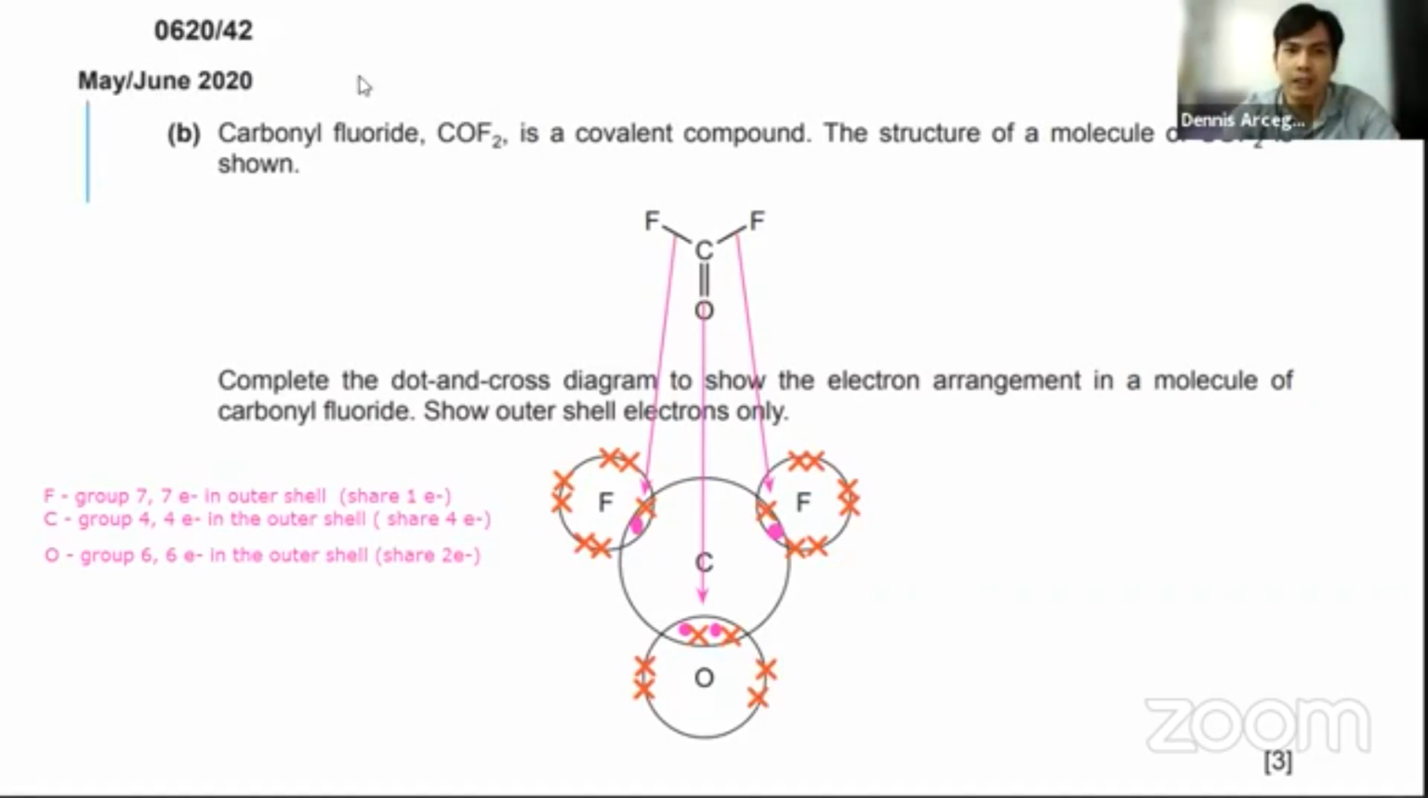This one, you see, it is 3 marks. Okay, this is how you'll get the 4 marks. If you're not going to write these electrons outside, you only get 1 mark like that. So you have to show the complete electrons for each element, each atom included for this one. Okay, then let's proceed to the next one.